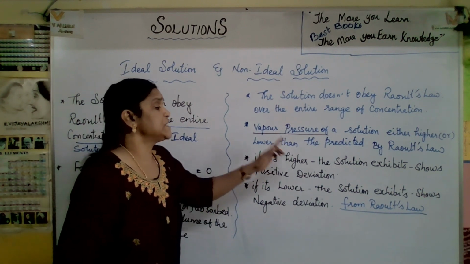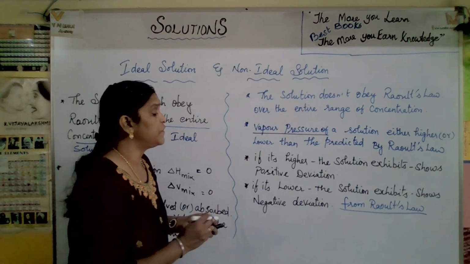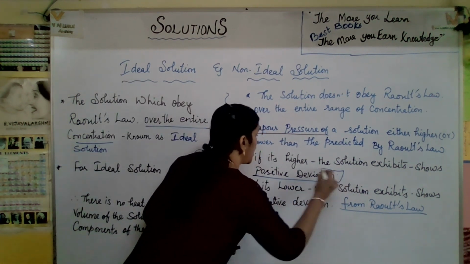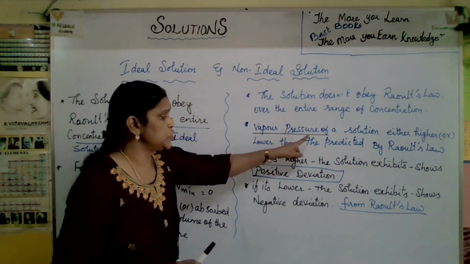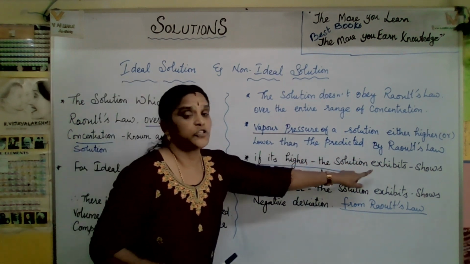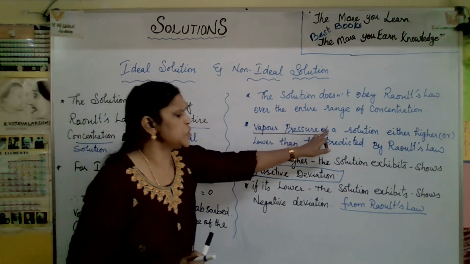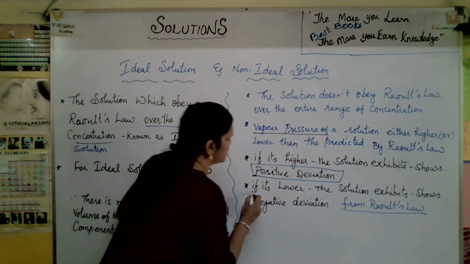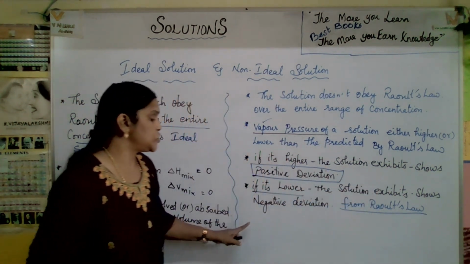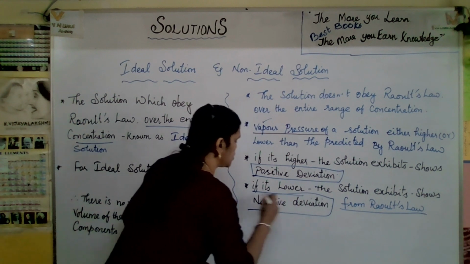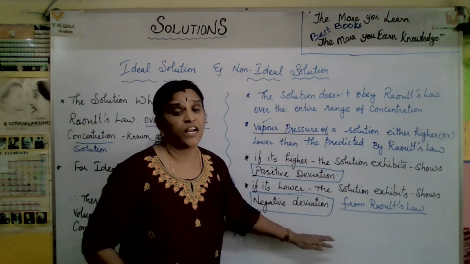Suppose it is higher, then the solution exhibits positive deviation. Please note where you get that positive deviation: when the vapor pressure of a solution is higher, the solution exhibits positive deviation. In the same way, when the vapor pressure of the solution is lower, then the solution shows negative deviation. So please note down where we get positive deviation and negative deviation.